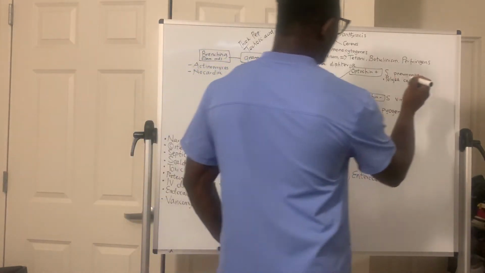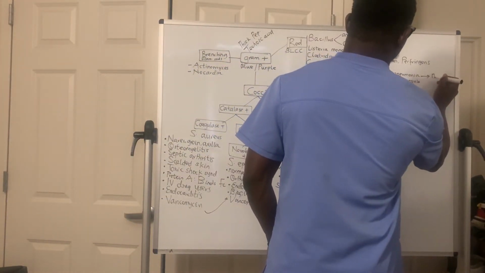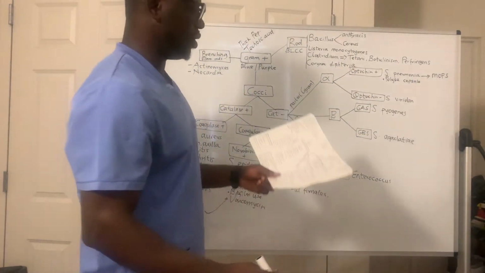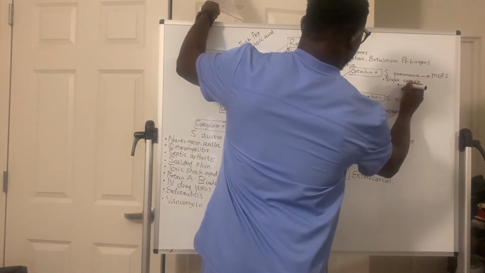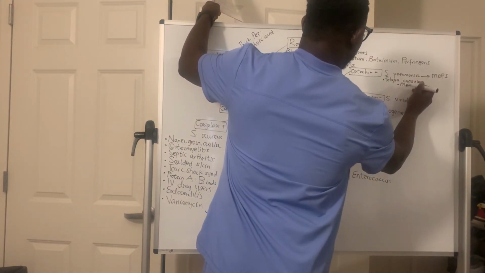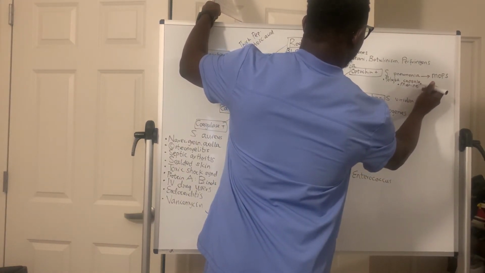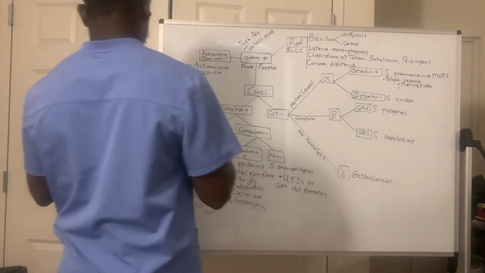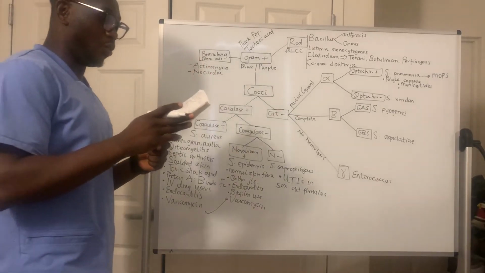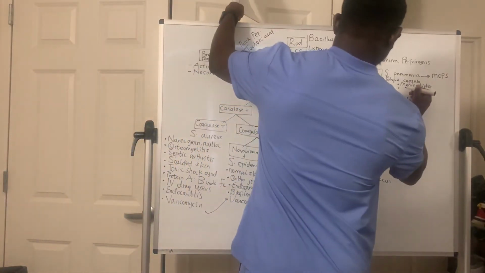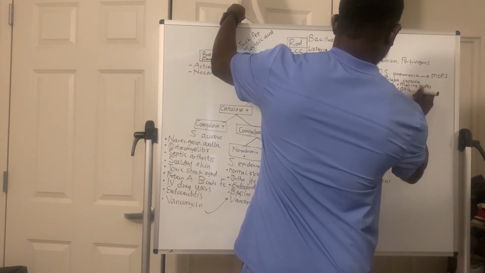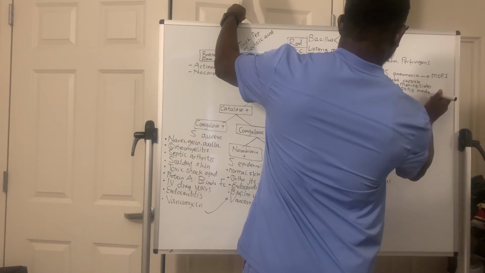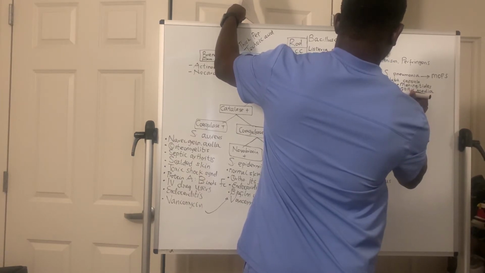There is a very interesting mnemonic you can use: MOPS. The M is for meningitis. The O is otitis media, which is a form of ear infection. The P is for pneumonia. I mean, from the name, you know that it's definitely going to cause pneumonia.